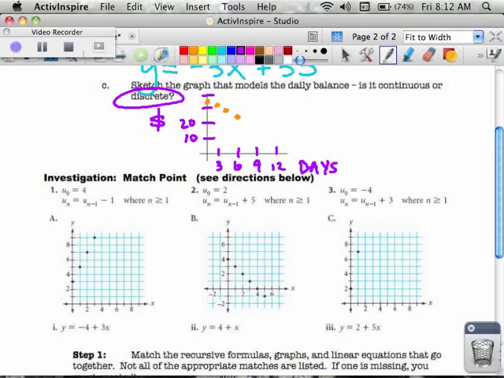Questions on that? You should see a graph that looks like this. Your graph might not be exactly like mine. Your scale on the vertical axis and the scale on the horizontal might be different, but you should see a line.